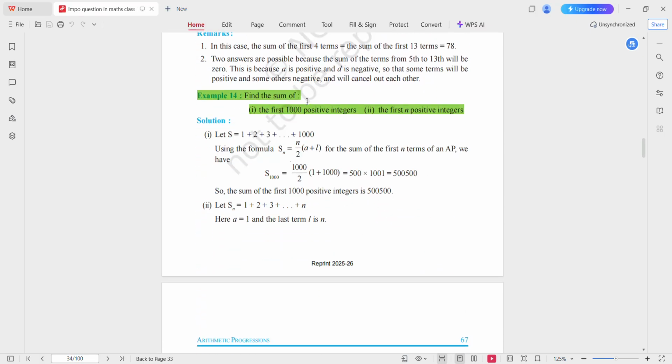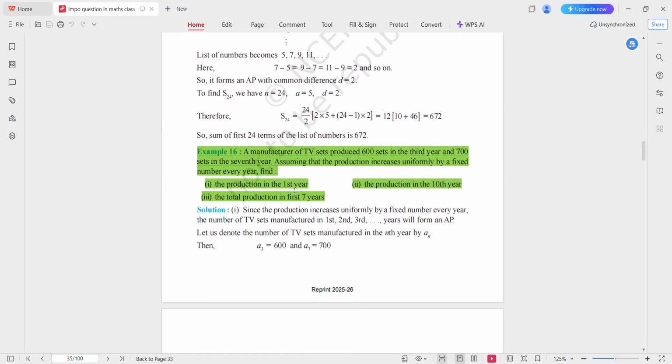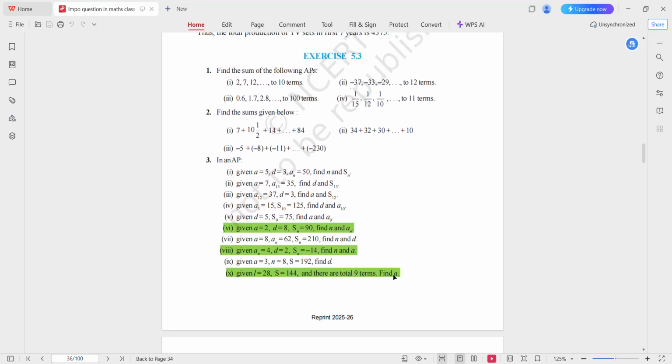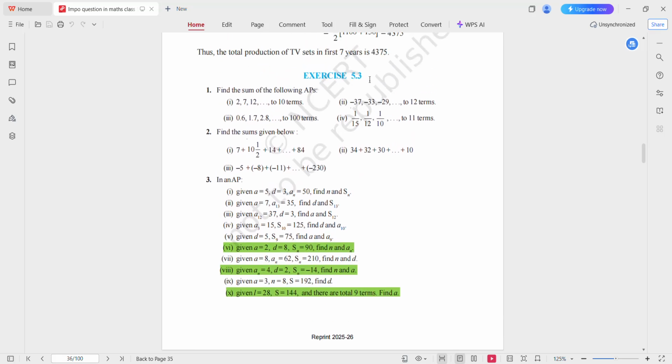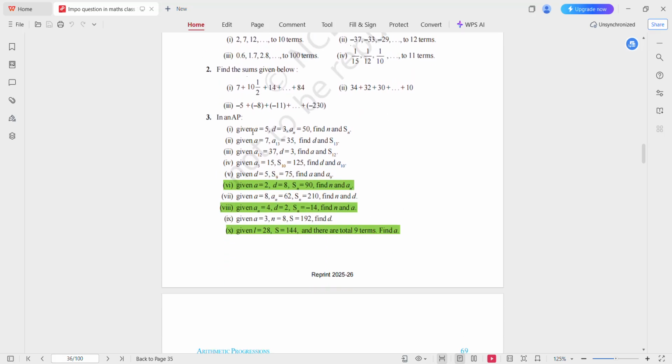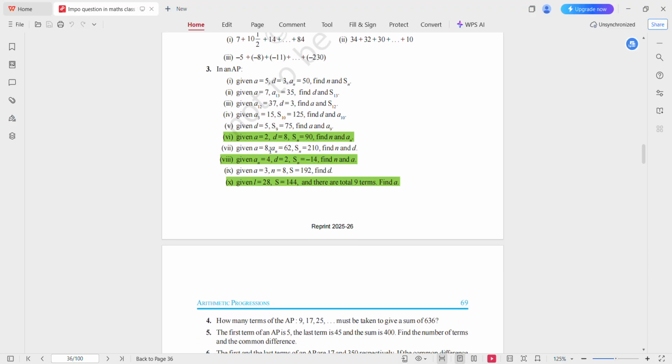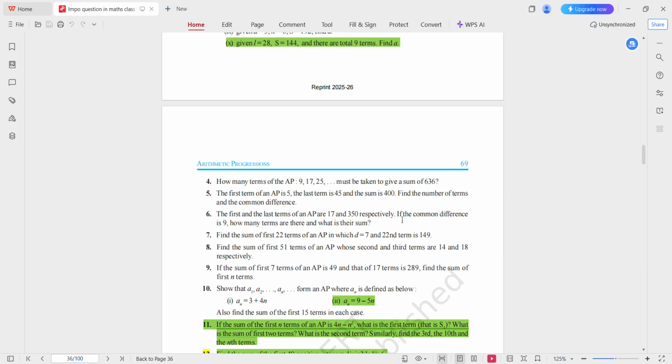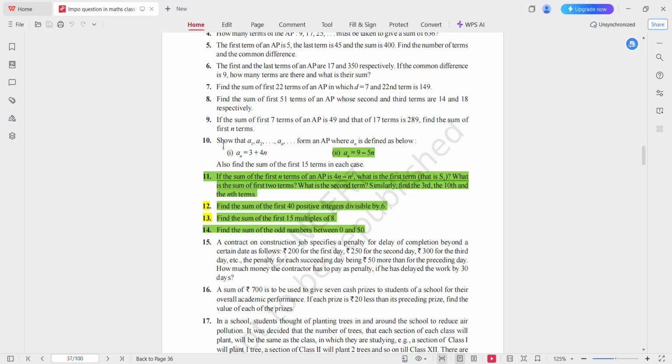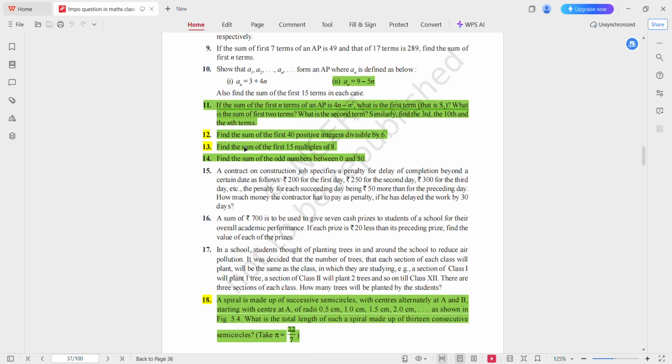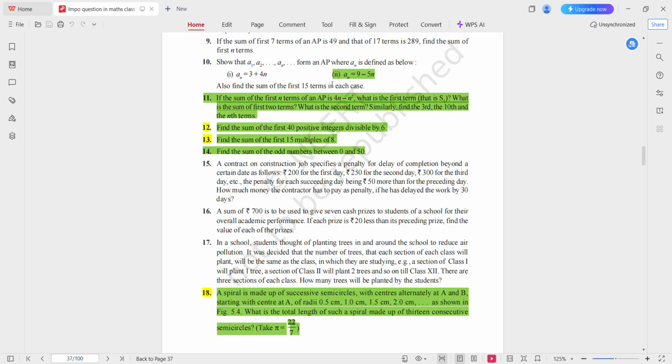14th example, first and second subdivision both are important. 16th example, all the subdivisions are important. In exercise 5.3, in the third question, 6th, 7th and 10th subdivision is very much important. In the 10th question, second subdivision is important. It's better to study both of them, but more importance was given to this.